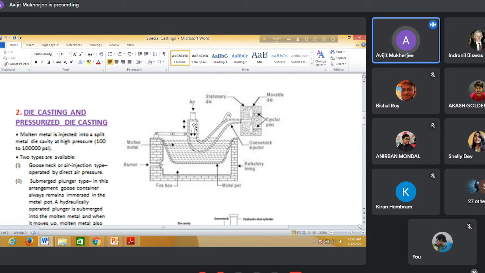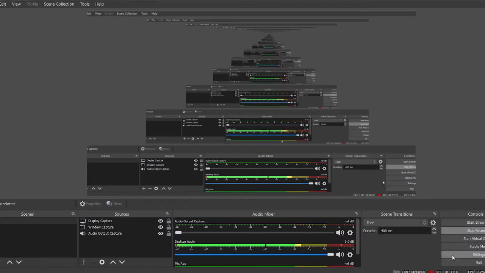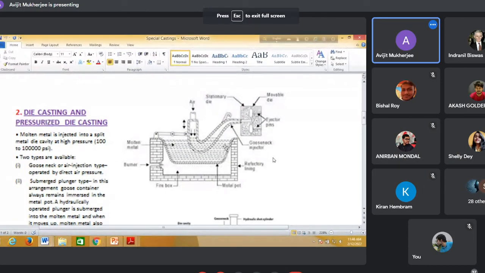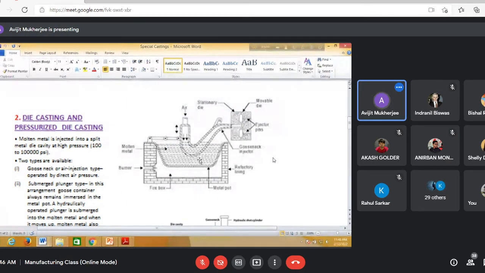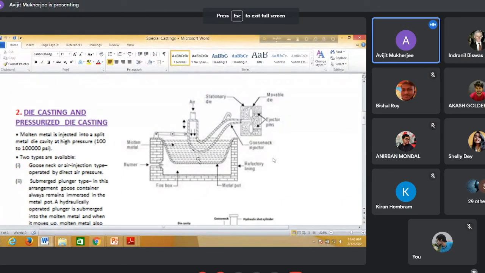Now here, this is the gooseneck or air injection type. What is happening? This is the furnace, with refractory lining. This is the fire place, the burner. So fuel is coming, ignited here, fire is initiated, and here is a crucible, porcelain crucible maybe. Metal is melted here, getting heat, melted continuously. So this is a molten metal bath.